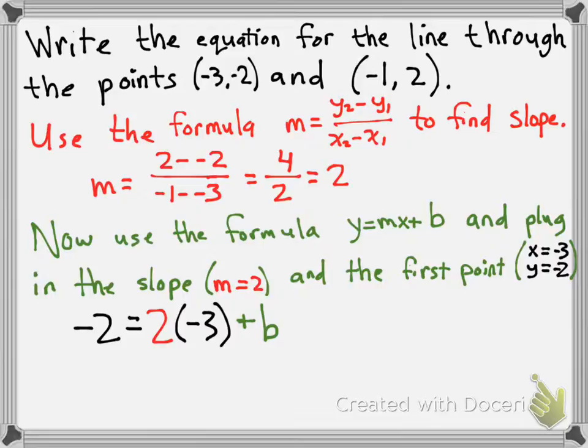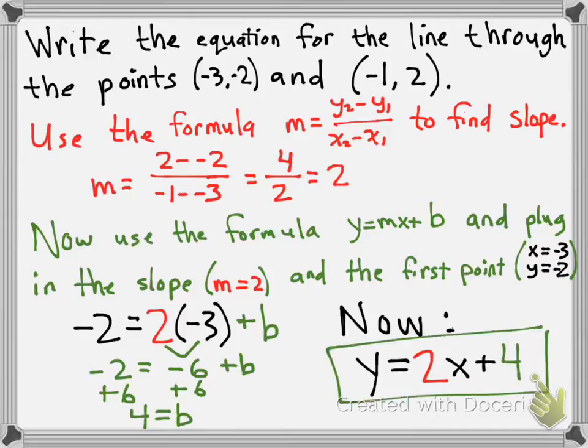The b is going to stay a b because we don't know the y-intercept yet, but we can follow the steps for solving an equation by simplifying 2 times -3 is -6, and then using our opposites or inverses and adding 6 to both sides to find out that b equals 4, which means our y-intercept is at 4. Now that we know our slope is 2 and our y-intercept is 4, we can write our equation, y equals 2x plus 4. Go ahead and pause this so you can copy it into your notebook.